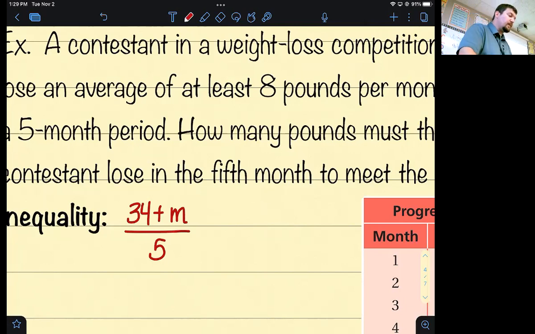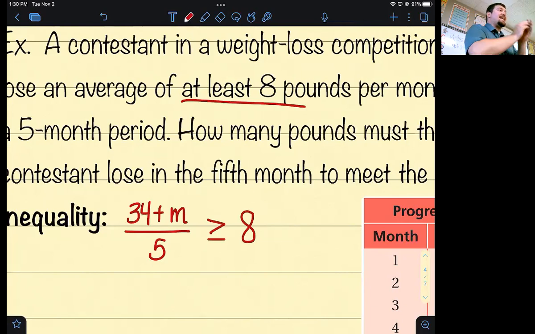And then it says lose at least 8 pounds. How do I write that I want to lose at least 8 pounds? That's right. Is greater than or equal to 8. The phrase at least means that 8 is the minimum I want to lose. Would I be okay if I lost more than that?